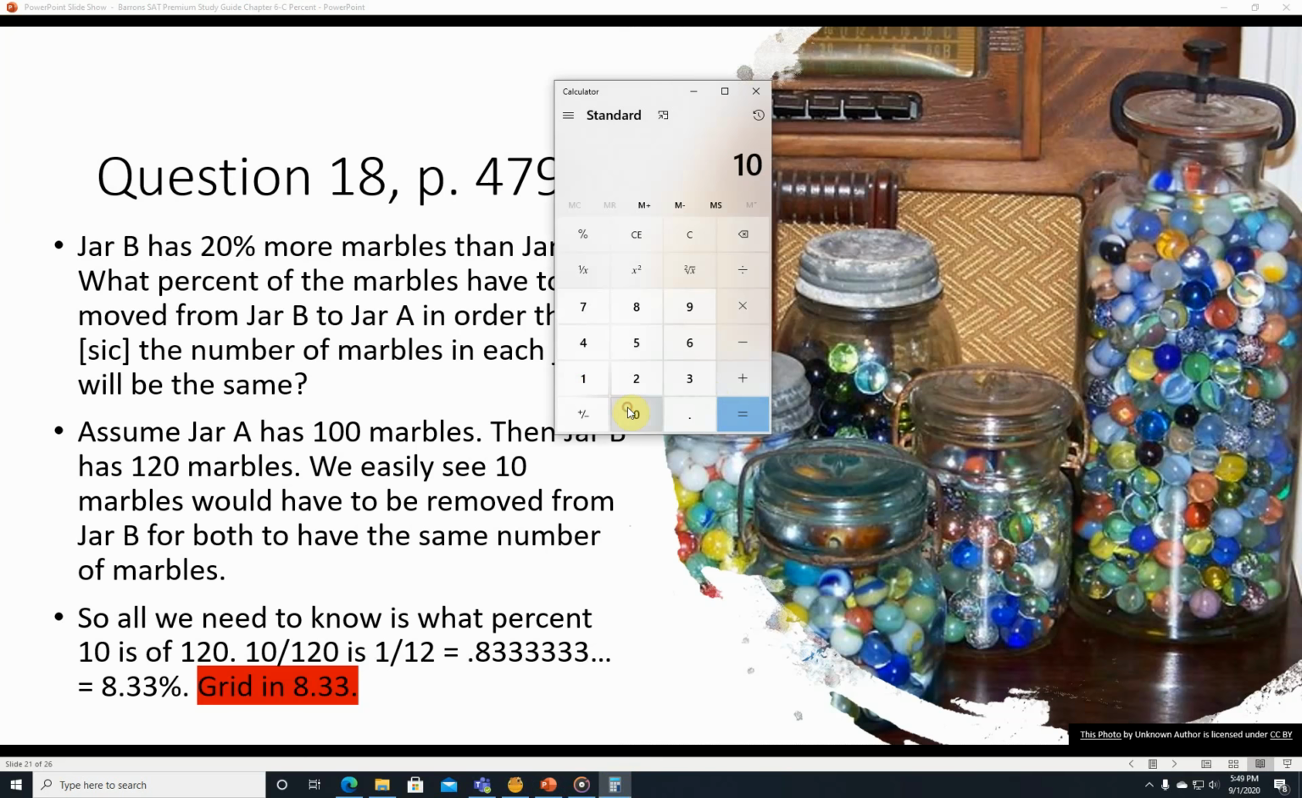So we just take 10 over 120. Boom, you get 0.833333, multiply by 100, and it's 8.33%. So that's easy enough, just grid in 8.33.